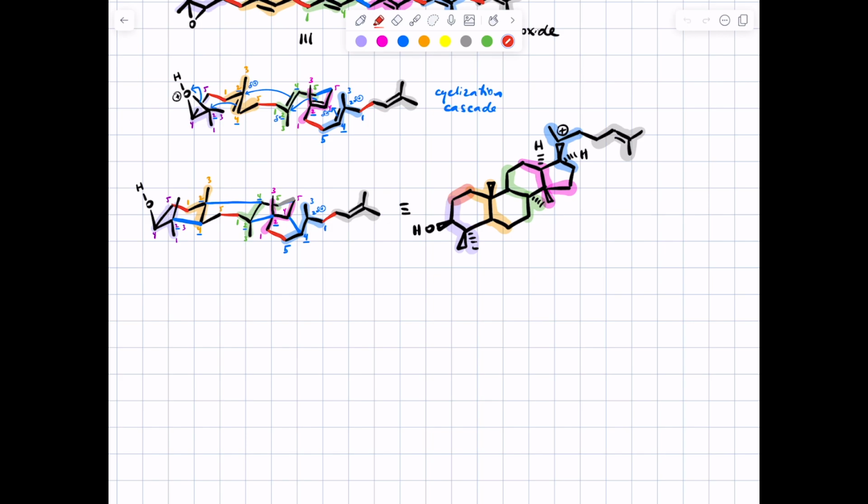Here are the individual bonds in red that were present in the linear precursor, except we're using gray for the bond between green and pink subunits. And then in blue are the new bonds we made in the cyclization process.